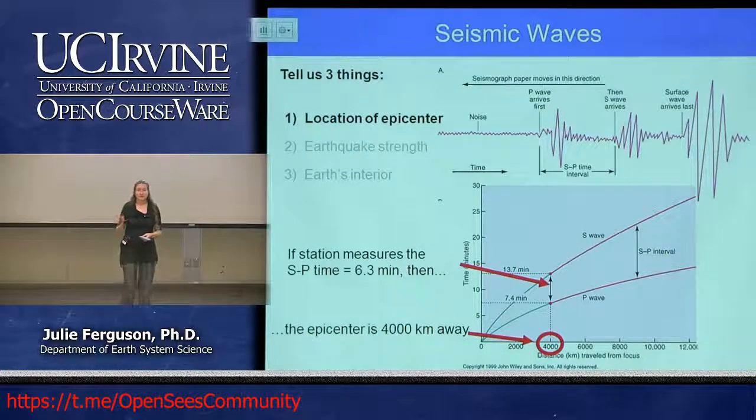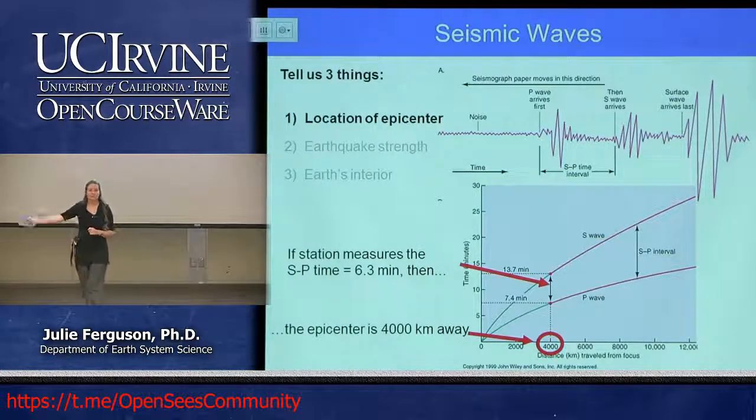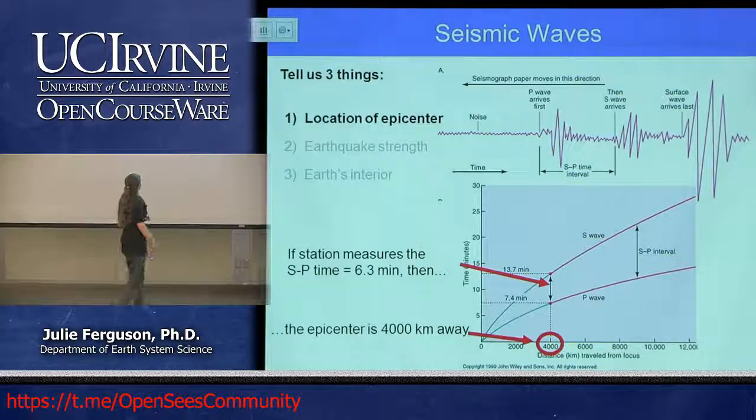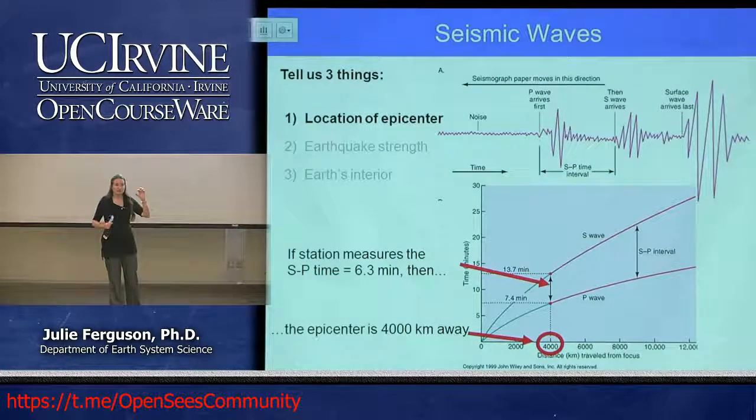Okay? What we can't measure, we don't know the 7.4 minutes or the 13.7, because we don't know when the starting point was. But what we can measure is the difference between those. So we know that there's a difference between those values of maybe 6.3 minutes. So we can look at the time difference between those two lines, and where it lines up with 6.3 minutes, we know that that is the distance from the focus or the epicenter.